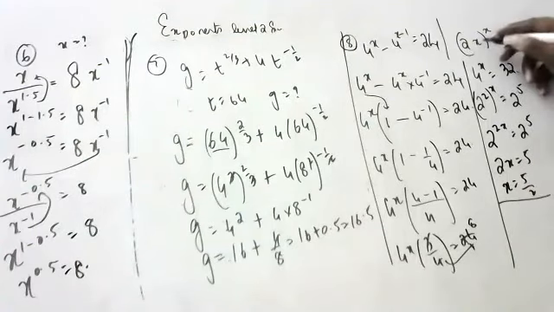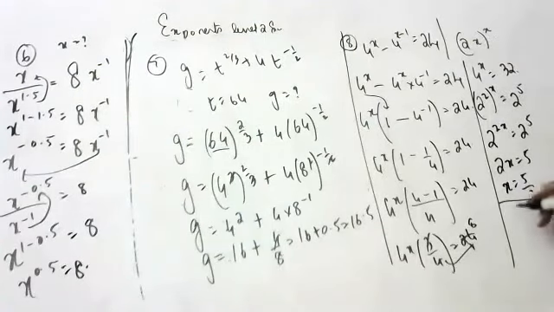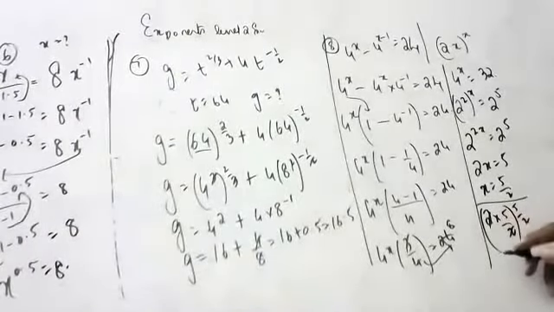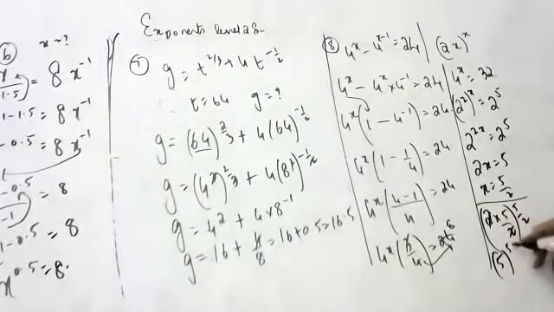Now substitute x is equal to 5 by 2 here. 2 into 5 by 2 whole to the power of 5 by 2. How much? 2 gone. 5 whole to the power of 5 by 2. 5 to the power of 5 by 2. What is the answer? 5 to the power of 5 by 2, children.